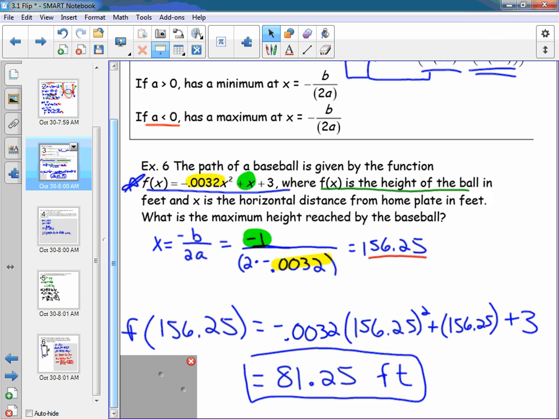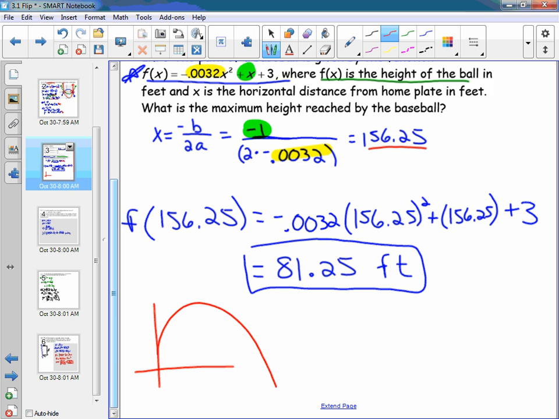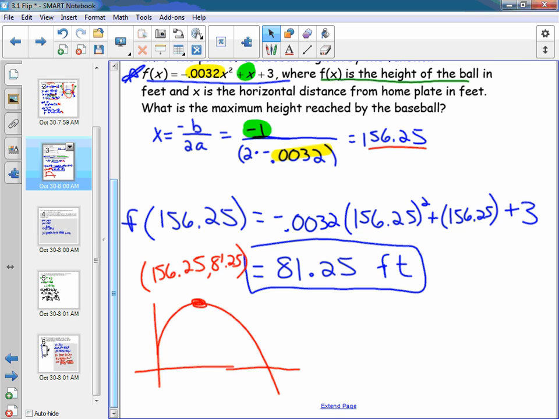Just to extend this a little bit further so we are completely clear on what's going on, if we looked at a graph of this, our graph would look something like this. All right. This point up here would be 156.25 for the x-coordinate and 81.25 for our y-coordinate. So that, again, gives us our vertex, which is a maximum.